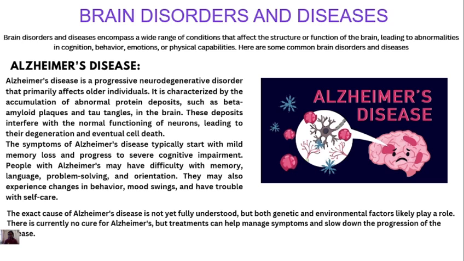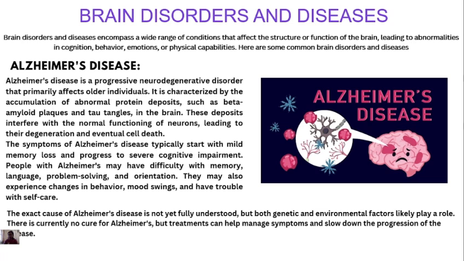It is characterized by the accumulation of abnormal protein deposits such as beta amyloid plaques and tau tangles in the brain. These deposits interfere with the normal functioning of neurons, leading to degeneration and eventual cell death. The symptoms of Alzheimer's disease typically start with mild memory loss and progress to severe cognitive impairment. People with Alzheimer's may have difficulty with memory, language, problem solving, and orientation. They may also experience changes in behavior, mood swings, and have trouble with self care.